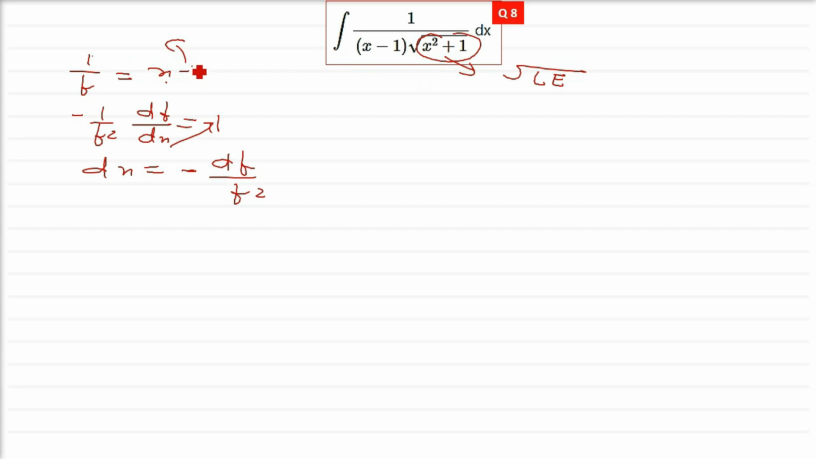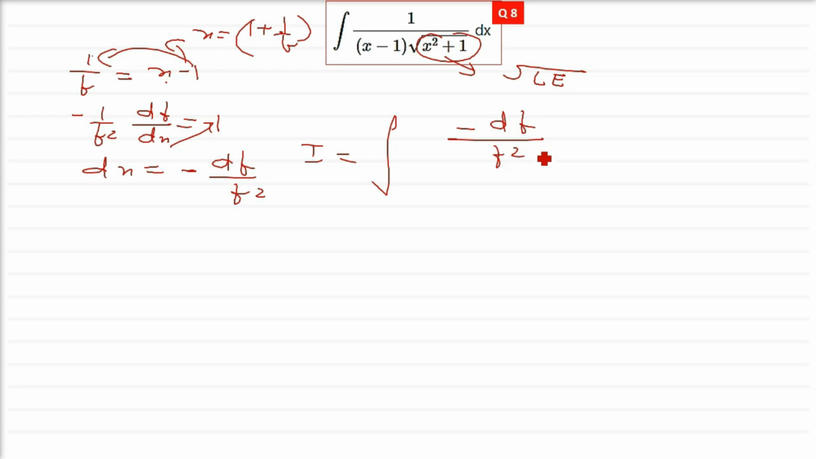X from here will be what? 1 by t plus 1. So you can write x as 1 by t plus 1. Now square it and add a 1. So this will be minus dt by t square. For dx I have already written. In place of x minus 1 we have taken 1 by t.